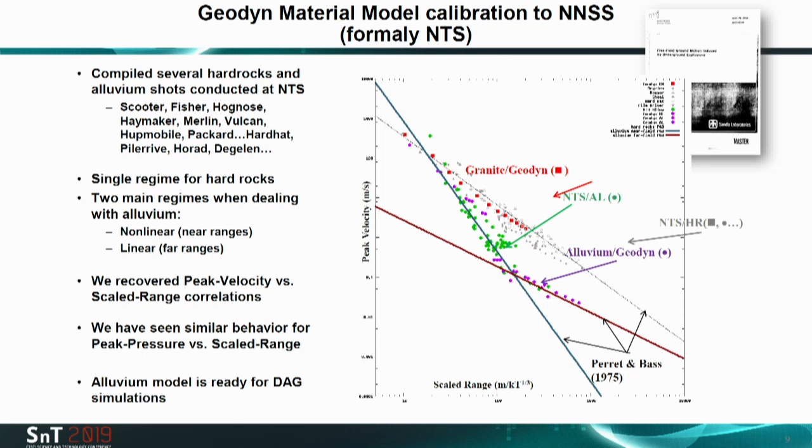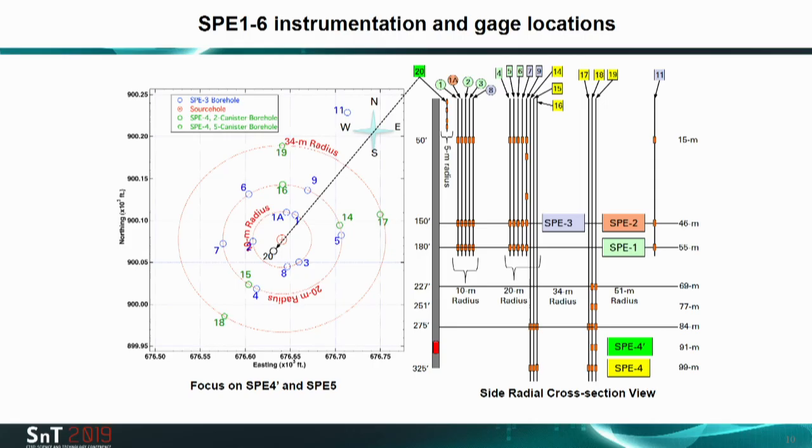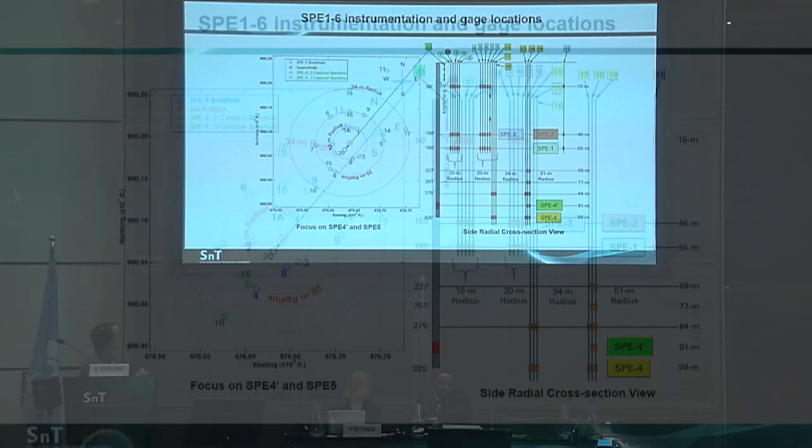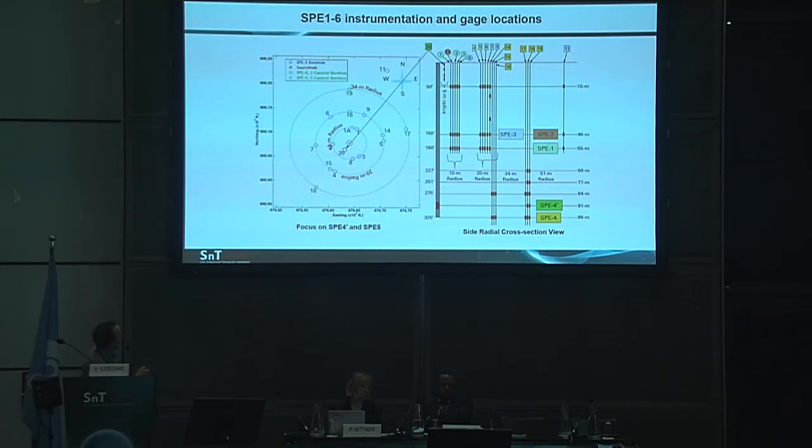To show you some of the results of our model, I would like to show the layout of the near field instrumentation for the SPE phase one. As I said, we have six shots. These are pretty much the wells where the shots took place, and these are the instrumentation around the wells. We made sure that we have accelerometers to measure the radial, tangential, and vertical components of the waves at shot depth. We call that the free field, to compare it to the Barrett and Bass solution that I showed you previously. So here's an example of the results.